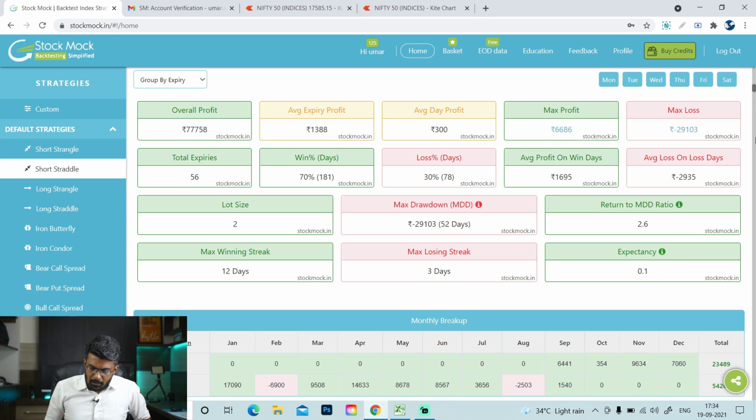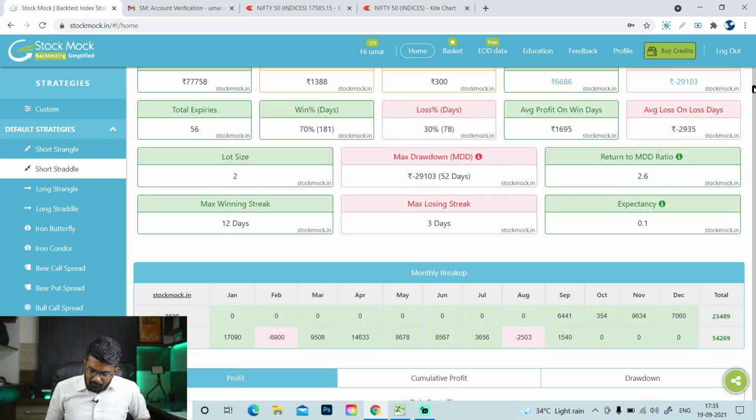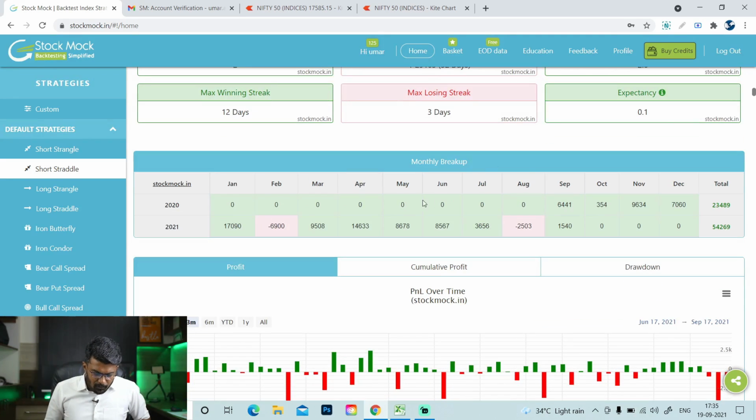So average profit on the win day is 1,695 and average loss on loss day is around 3,000 rupees. And if you see the monthly breakup, in 2020 it has given a profit of around 23,489 rupees, and in 2021 almost all the months it has given a profit, and maybe out of 8 months it is in loss for only 2 months. So that alone is a good return, right?